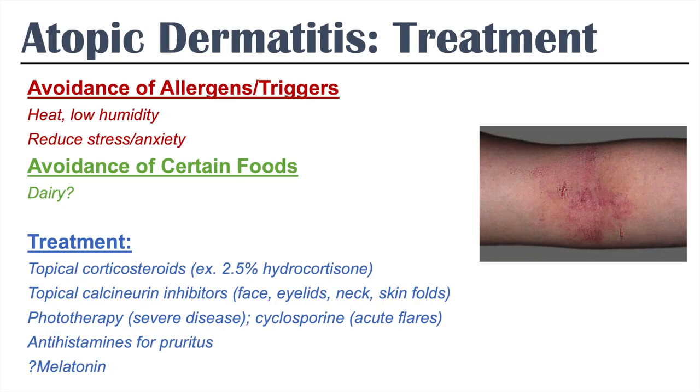So just keep the melatonin in the back of your mind as a possible mild aid in helping with these atopic dermatitis symptoms. So these are the main management and treatment goals. You want to avoid certain allergens, triggers, and certain foods if possible. You also want to think about the treatments and when to use them. Topical corticosteroids for mild cases, topical calcineurin inhibitors for certain areas of the body, phototherapy for severe disease, cyclosporin for acute flares, antihistamines for pruritus, and maybe melatonin.